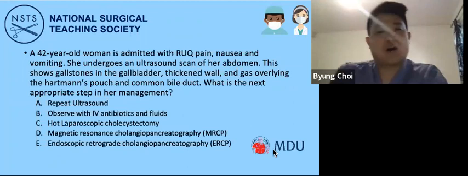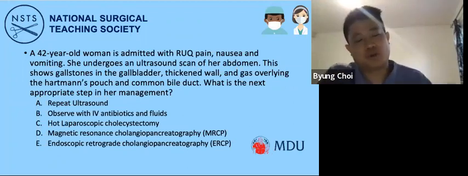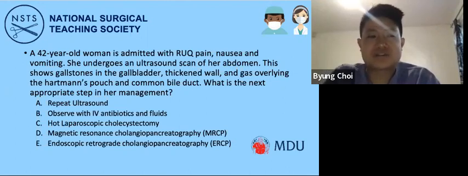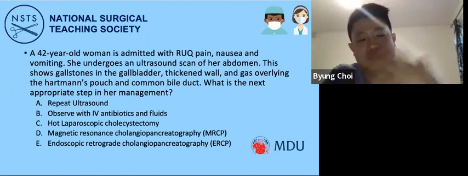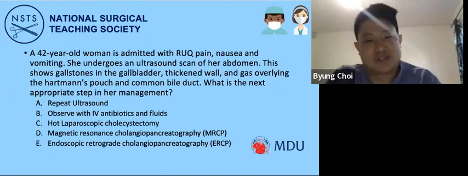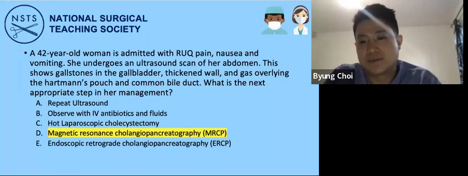So we're now talking about what the next appropriate step is. Not necessarily the next immediate thing, but the next appropriate thing to do to progress this patient's care. Looking through the options, there was a mixed spread of answers here. It was quite evenly spread, but the answer here is D. It's an MRCP for this lady.